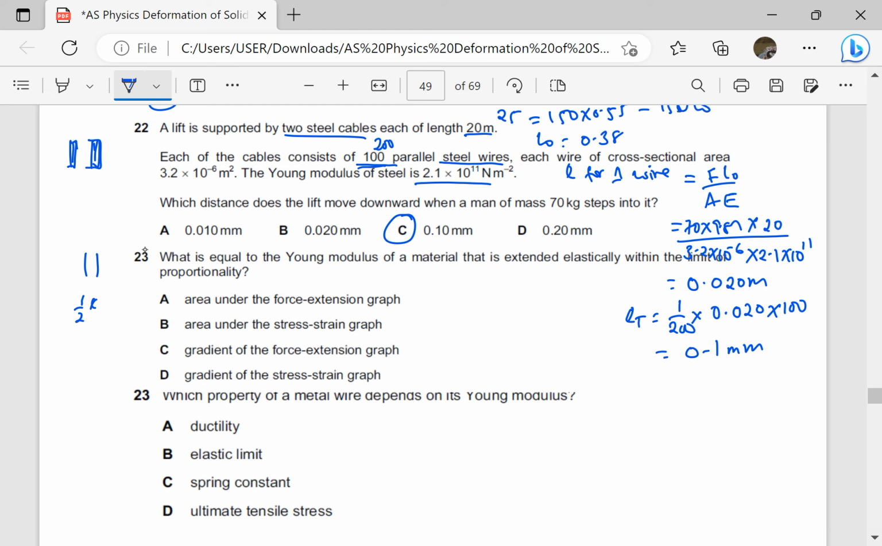What is equal to the Young modulus of a material that is extended elastically within the limit of proportionality? The area under the force extension graph gives us elastic potential energy. The area under the stress strain graph gives us elastic potential energy per unit volume. The gradient of the force extension graph gives us the spring constant. The gradient of the stress strain graph gives us the Young modulus.